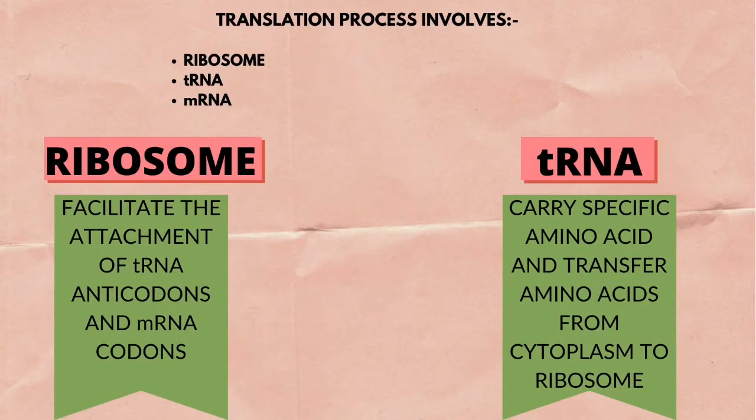Translation process involves ribosome, tRNA, and mRNA. Ribosome function to facilitate the attachment of tRNA anticodons and mRNA codons, while tRNA function to carry specific amino acid and transfer amino acid from cytoplasm to ribosome.